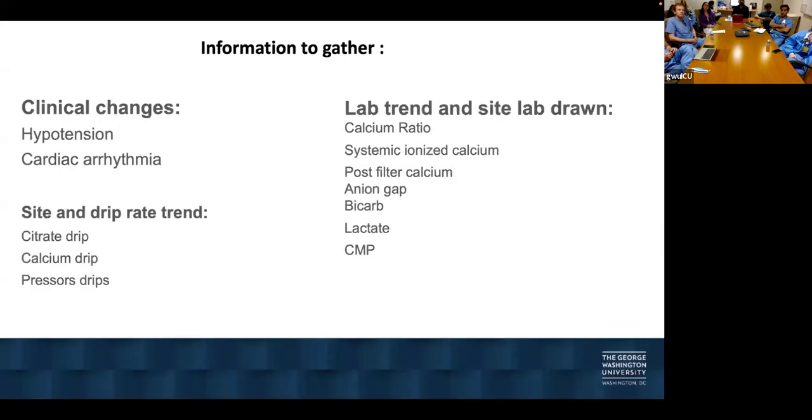This is information we, as fellows, have to gather when we have a concern about citrate problems. Any clinical changes, the site is important. Where those labs have been drawn is important. I want you to ask the nurse where the citrate is going, where the calcium is going. Don't assume things. What the drip changes are, where the calcium is going with the changes, and the pressures if they changed. You get all of these: the calcium, ionized, post filter, anion gap, bicarb, lactate, and CMP, and then you report this.